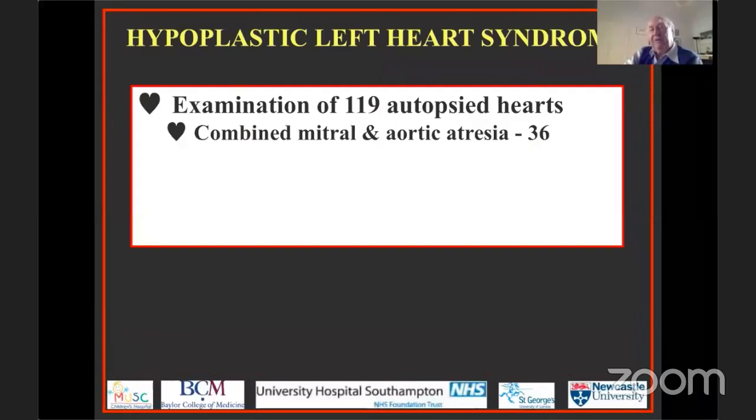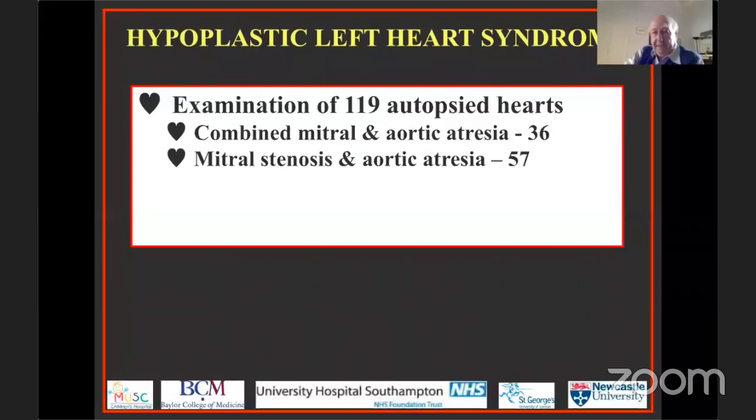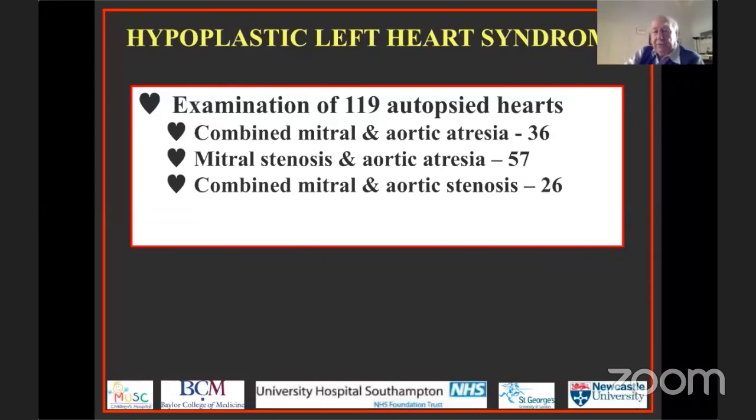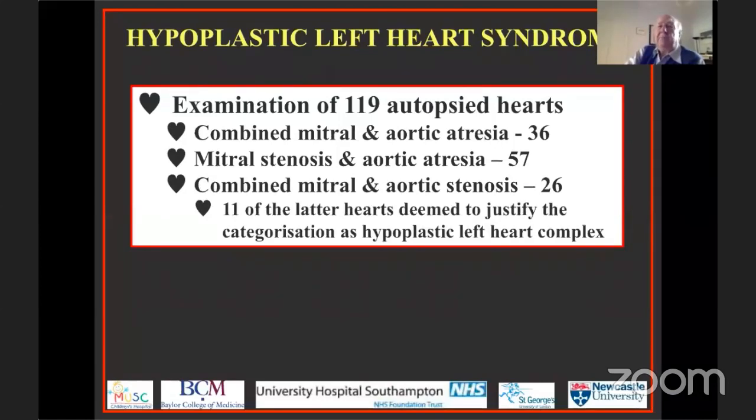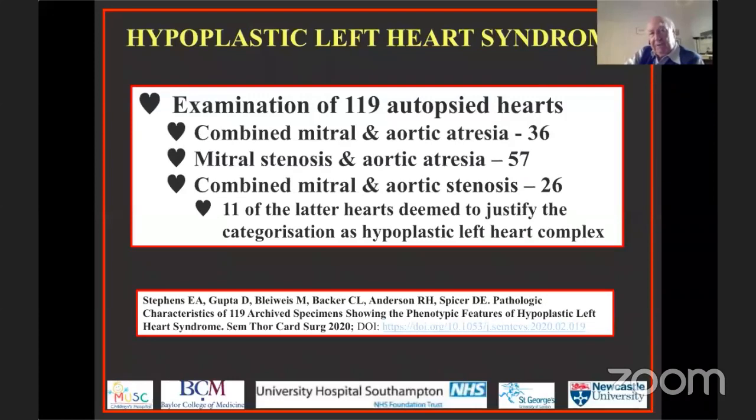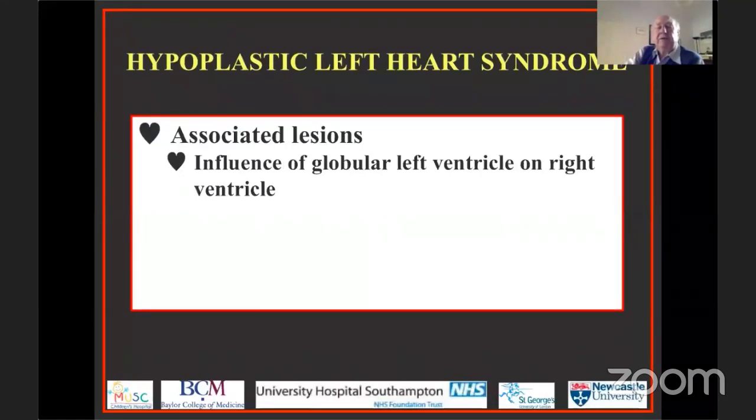And I told you that we've been examining a series of autopsied hearts. I did this together with Diane Spicer. The lead author in this was Elizabeth Stevens, now working in the Mayo Clinic. And we did this in Chicago with Carl Backer, and in the University of Florida with Martin Leiveiss. Of the 119 autopsied hearts, as you see, 36 were at the worst end of the spectrum. About half were in the middle of the spectrum, mitral stenosis, aortic atresia. But we had 26 with combined stenosis, of which 11 we believed qualified for description as the so-called hypoplastic left heart complex. And here is the publication. It's still pending publication in Seminars in Thoracic and Cardiovascular Surgery, and this is where we describe our overall findings for hypoplastic left heart syndrome.